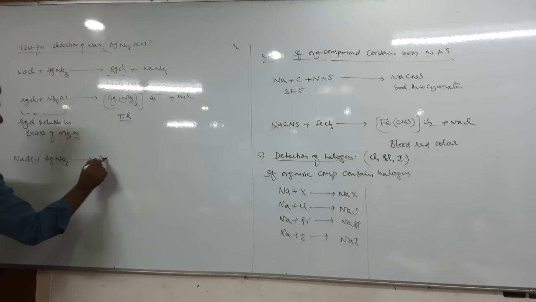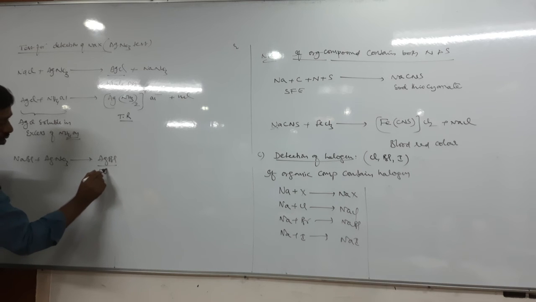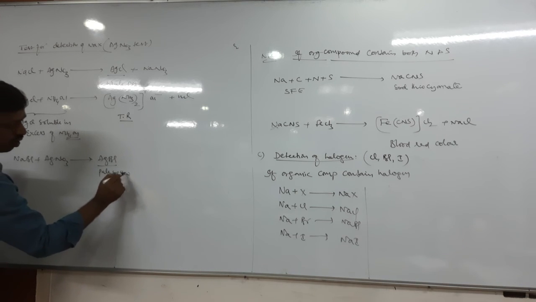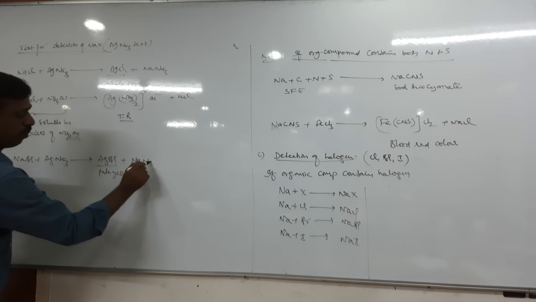It is AgBr. What is the color of AgBr? It is a light pale yellow, right? Light yellow or pale yellow, not dark yellow. Then NaNO3 will be the byproduct.